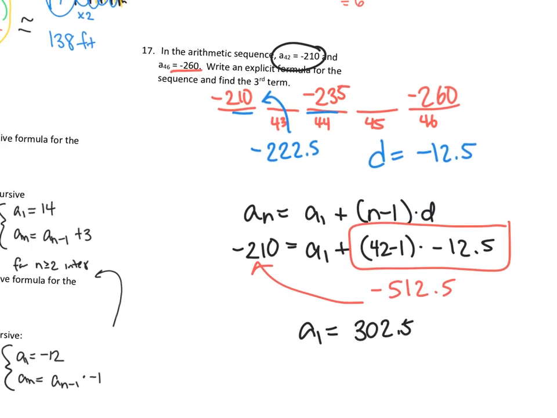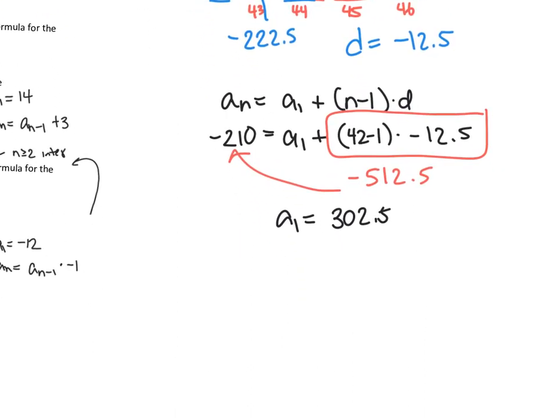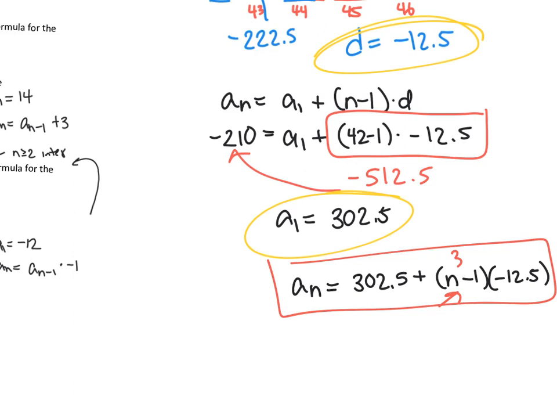So all that work right now is to write my explicit formula and then find the third term. So I have my d and I have my a sub 1. So it's going to be a sub n equals a sub 1 plus n minus 1 times negative 12.5. So now I can plug 3 in to find the third term. So this is my explicit formula. And if I plug in 3, a sub 3 equals 277.5.